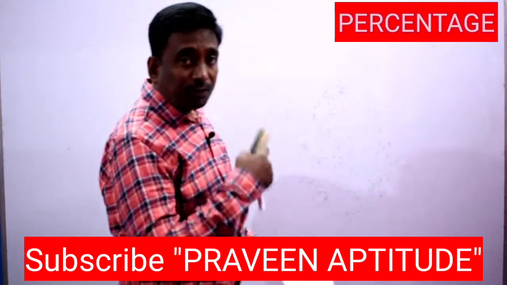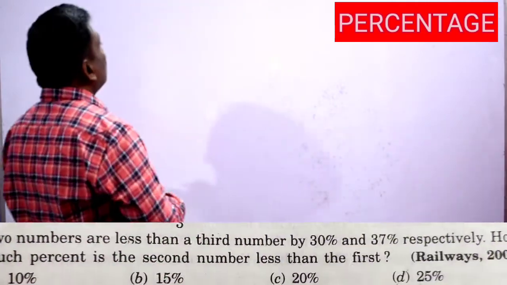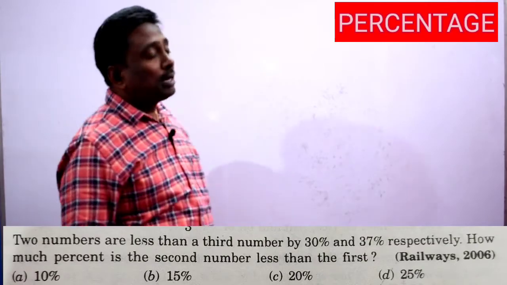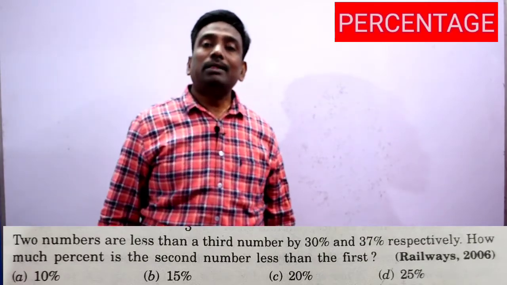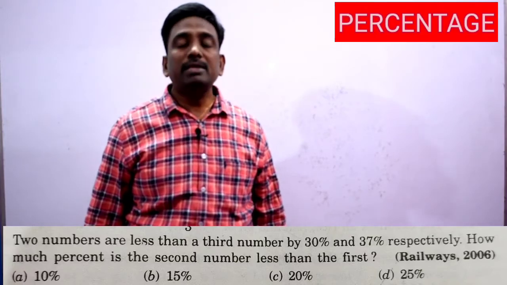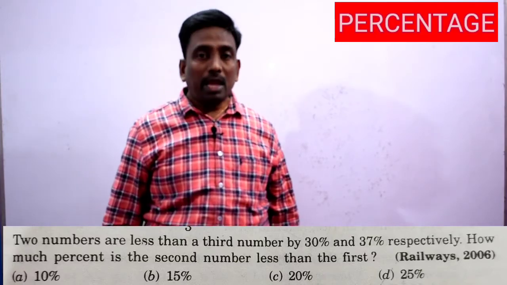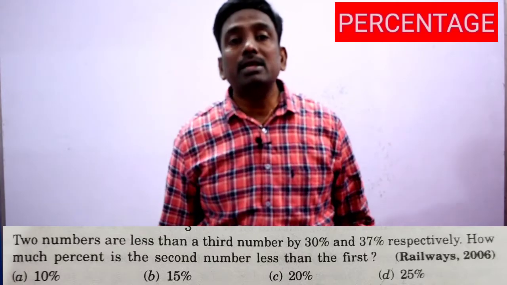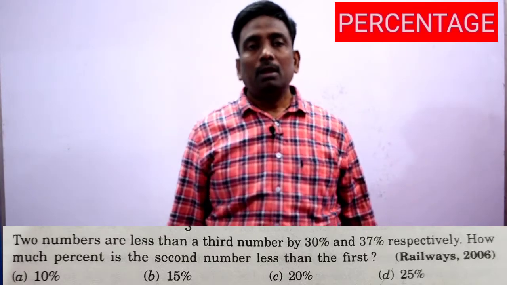Now, take the first problem. Here it is clearly mentioned that two numbers are 30% and 37% less than the third number. Then how much percent is the second number less than the first number?